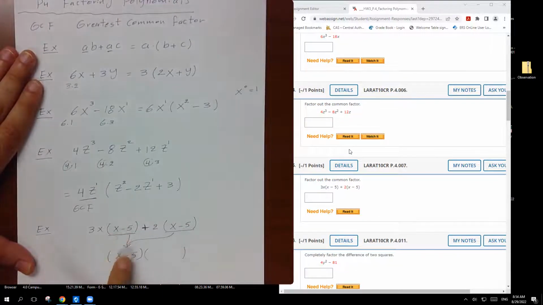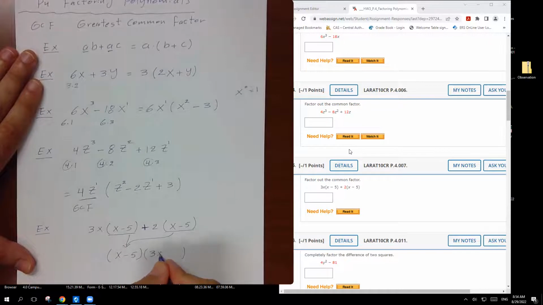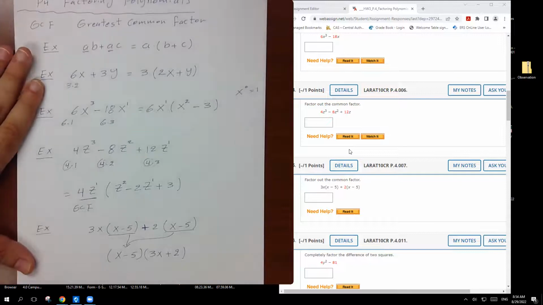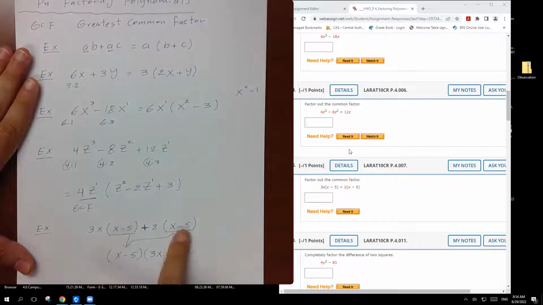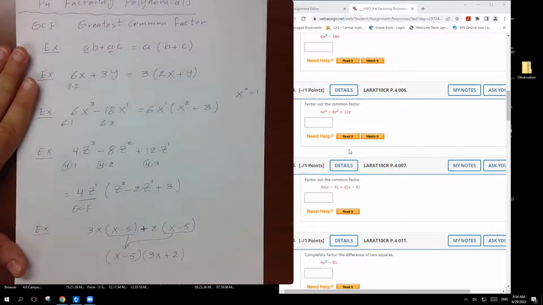If I took this one as a common, the left from this side is a 3x. I'm going to write down 3x here. If I took this common here, the left from this side is plus 2. I'm going to write down plus 2 here. That's it. So the common with this example is the parentheses.